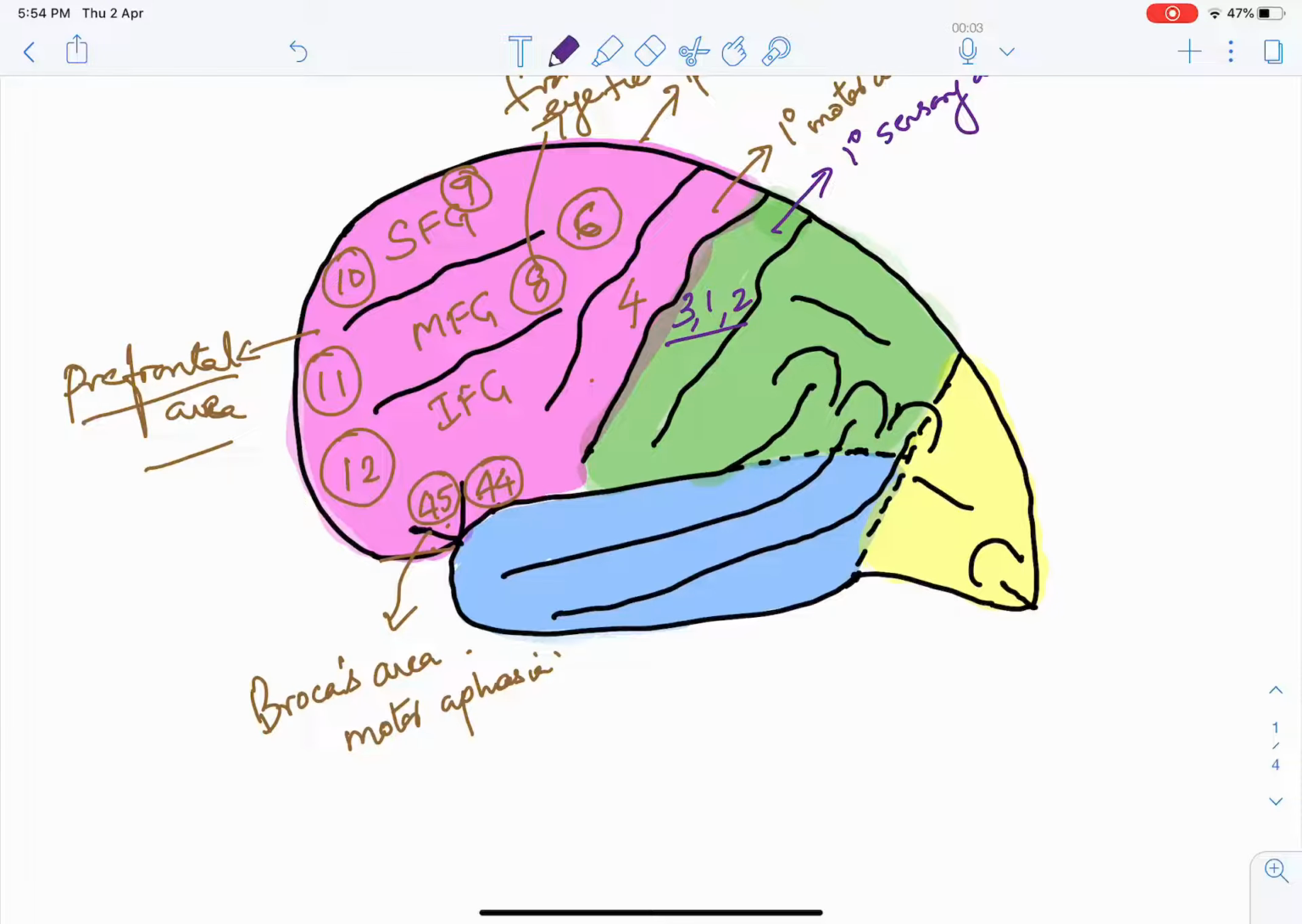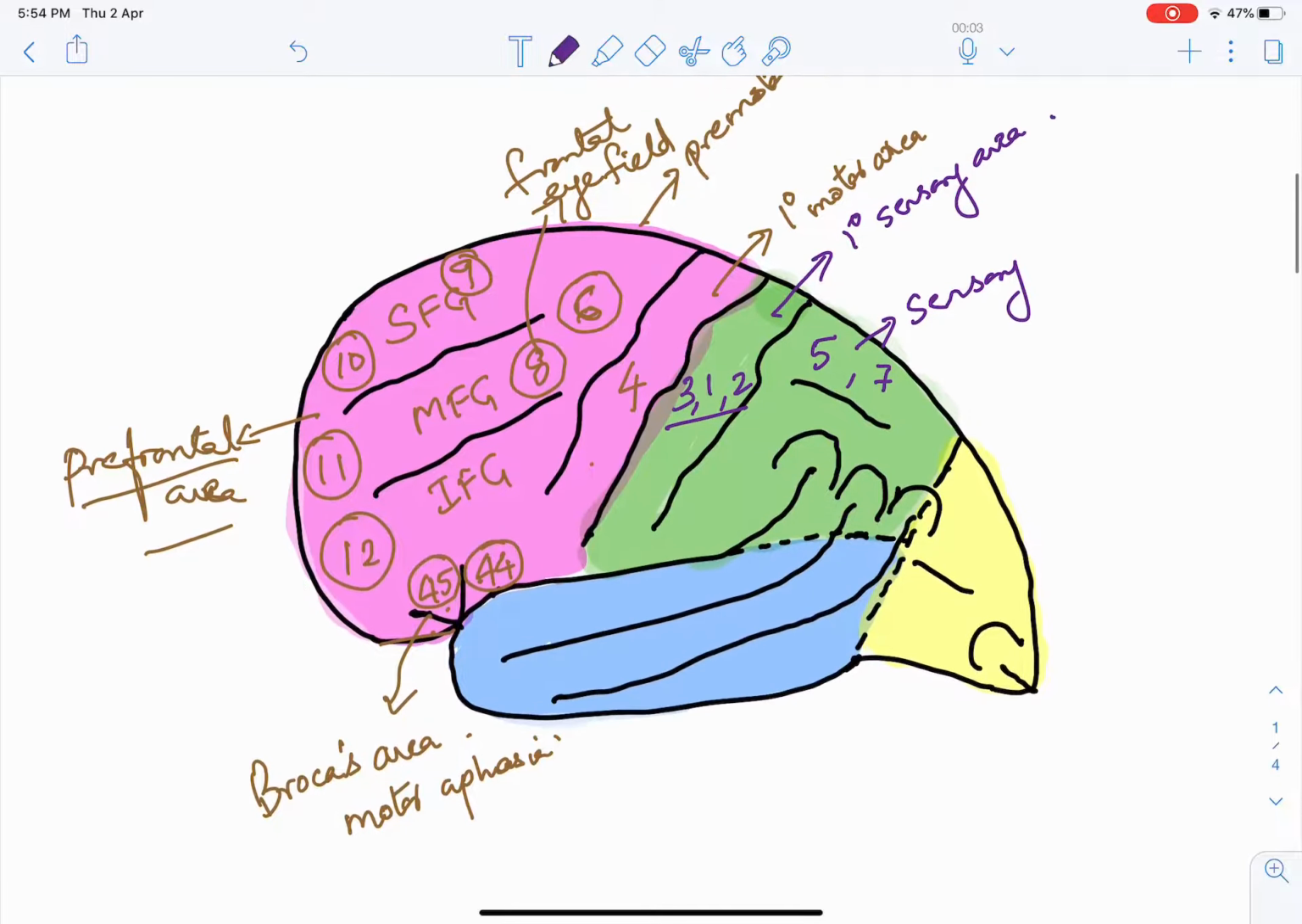Then comes the next area, that is the sensory association area. So that is area number 5 and 7. Area number 5 and 7 is called sensory association area. This is in the superior parietal lobule. So the primary sensory area is the area number 3, 1, 2. The further processing of the sensory input takes place over here in area number 5 and 7 for the perception of the general senses. So that is the next sensory Brodmann's area, 5 and 7, sensory association area.